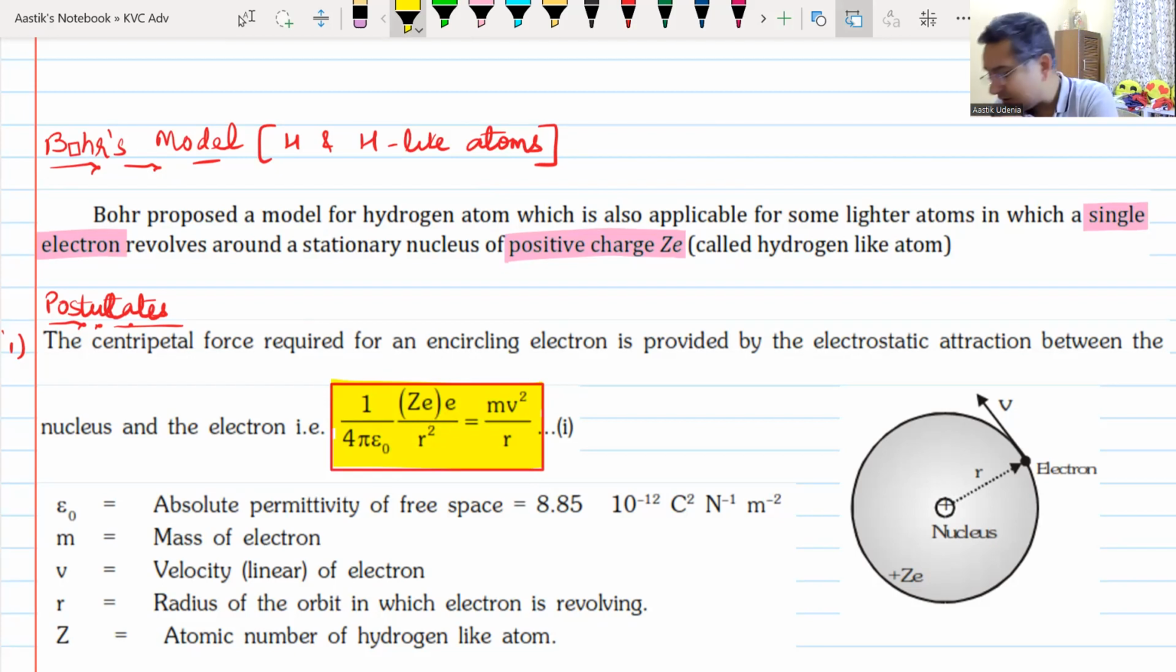So this is the first postulate. This is the first thing that you have to understand. The diagram is there. I hope you understand it. I'll give you 2 minutes to note this down.